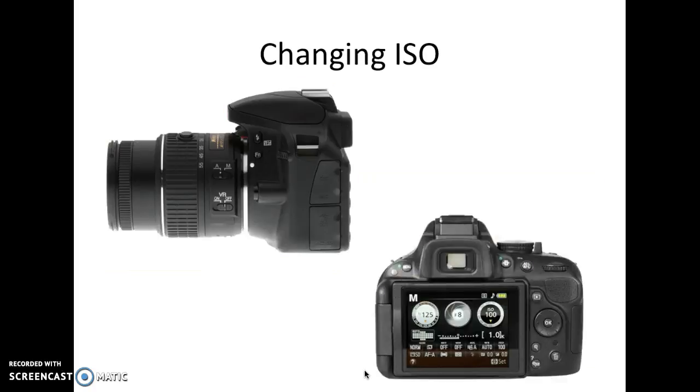Changing ISO. ISO, or the sensitivity of the sensor, is a setting which controls how well the sensor responds. To change the ISO, hold the FN button, or function button, on the lower left of the body of the camera, and scroll the wheel just like when we change the aperture.